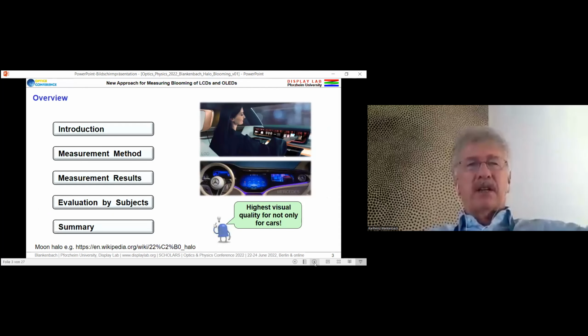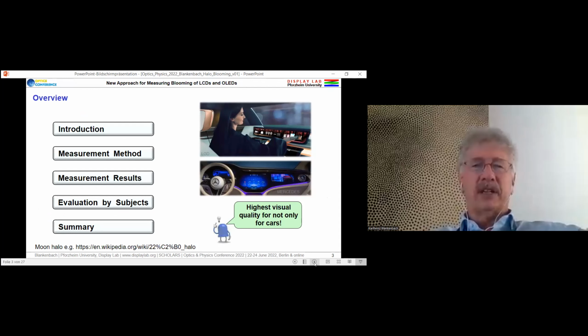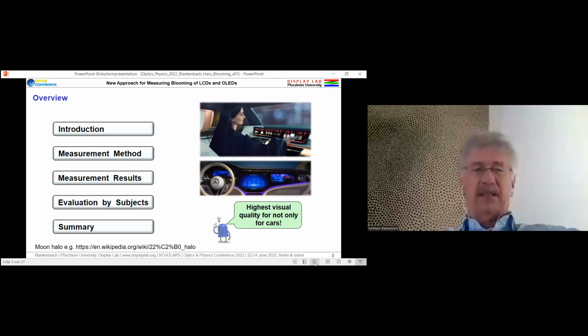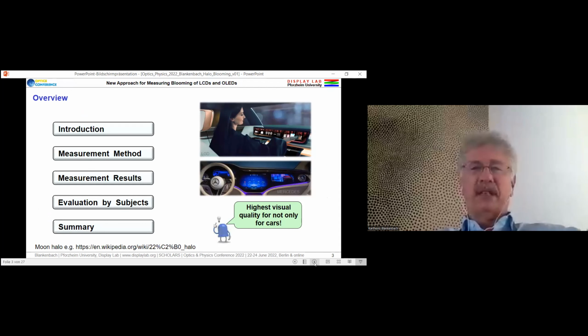This slide shall provide you an overview of my presentation. After an introduction, I introduce you to the measurement method, followed by the results of our measurements, and last but not least, the evaluation of subjects. On the right side, you see the motivation for our work.